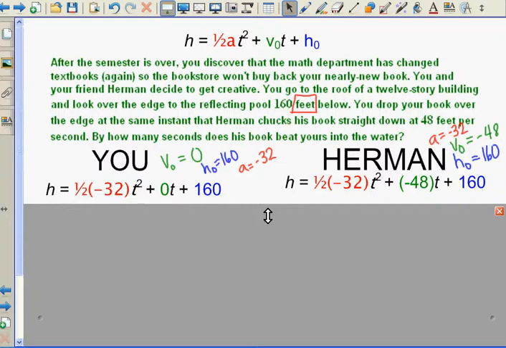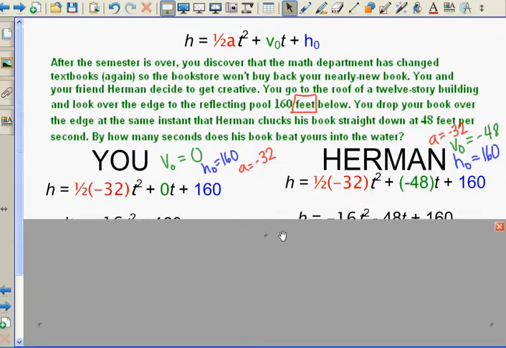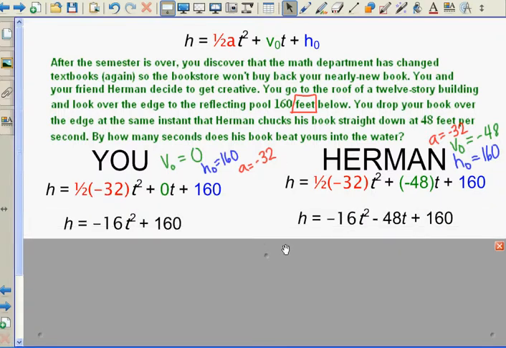Half of negative 32 for you, half of negative 32 for him. Your initial velocity is 0, his initial velocity negative 48. Both of your initial heights 160. And then I just went ahead and simplified those. Half of negative 32 is negative 16 for both of you. Since your initial velocity is 0, we don't really need that term. And his, since it was plus a negative 48, I just made that minus.